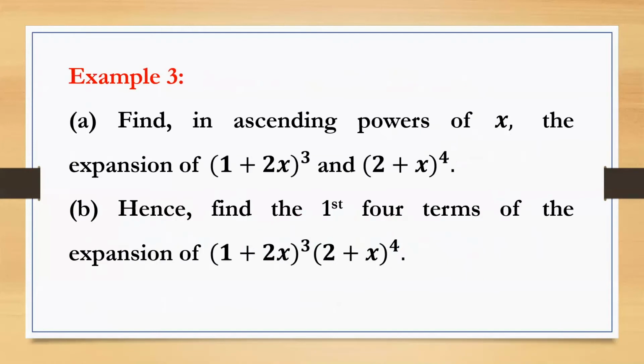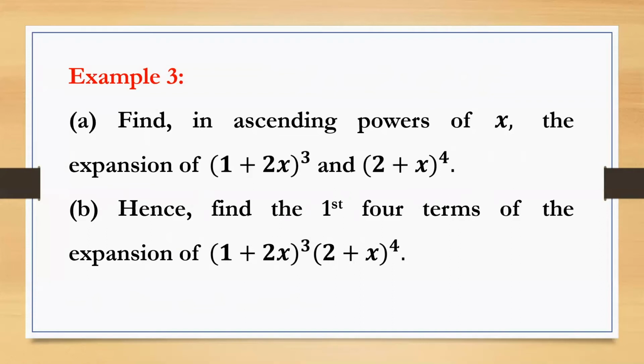Example 3 now. Part A: find in ascending powers of x, the expansion of (1 + 2x)³ and (2 + x)⁴. Part B: hence find the first 4 terms of the expansion of (1 + 2x)³ times (2 + x)⁴.